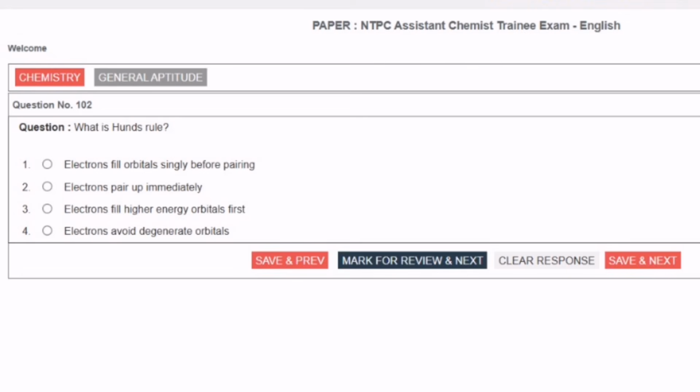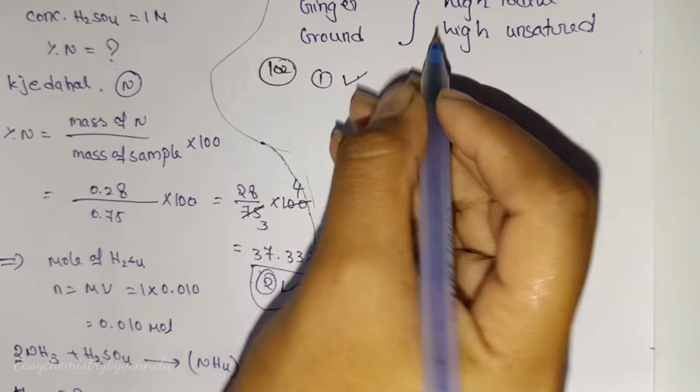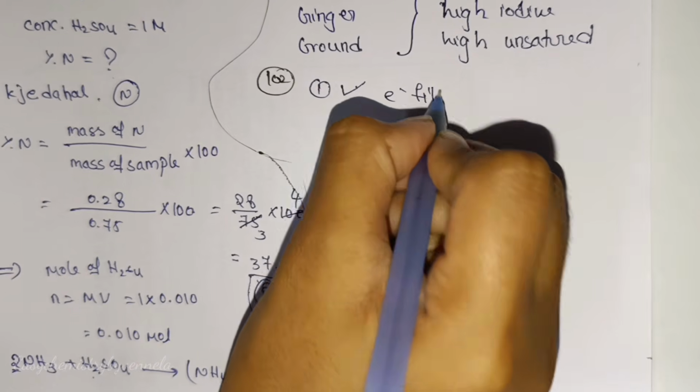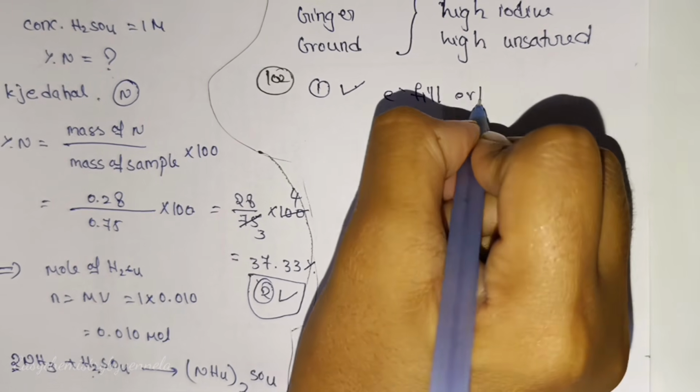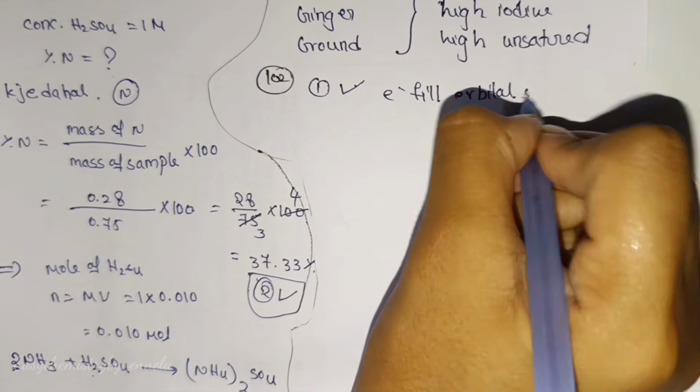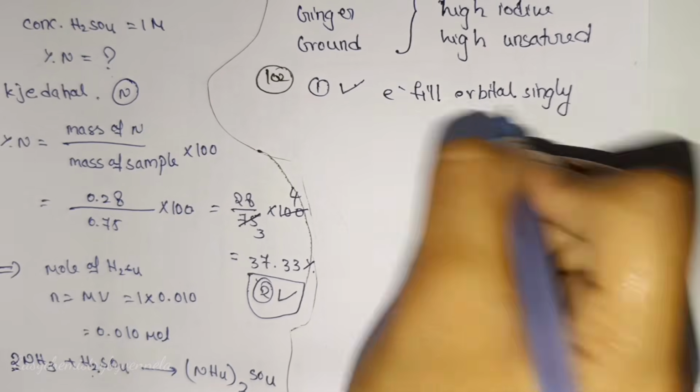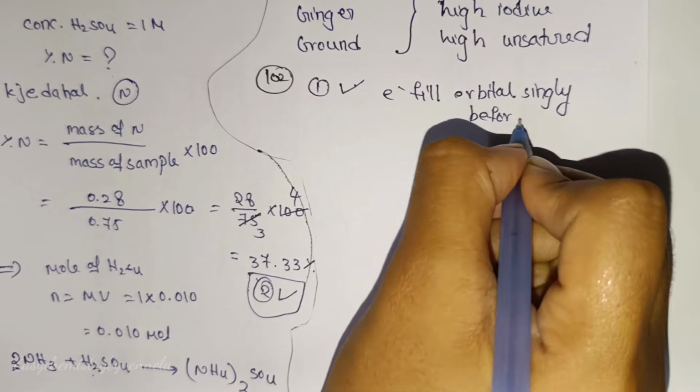Next question. What is Hund's rule? This question was already explained. Please check our previous videos. What is the correct option? First one. Electrons fill orbitals singly before pairing. The first option is the correct one.